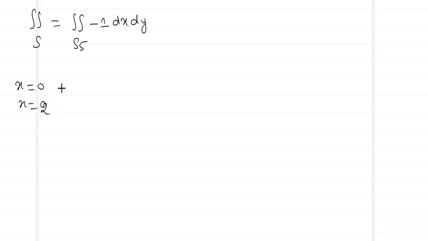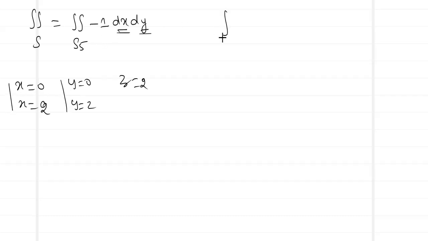So the double integral over S has now reduced to the double integral over S5. The quantity to be evaluated is minus 1 dx dy. You have been evaluating for a cube. What is your cube bounded by? x equal to 0, x equal to 2, y equal to 0, y equal to 2, z equal to 2. So I want the limits for x and y. What is the limit for x and y?